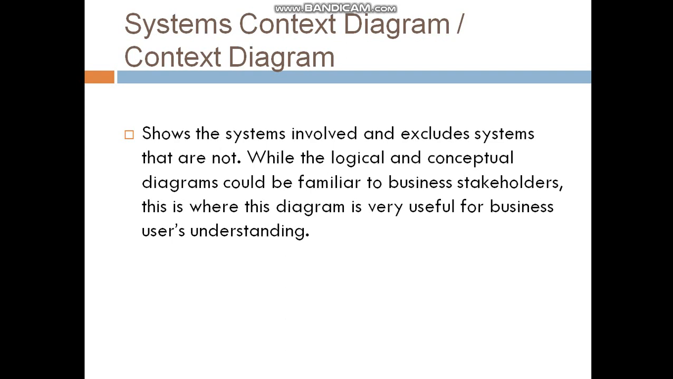System context diagram, or context diagram, shows the systems involved and excludes systems that are not, while the logical and conceptual diagrams could be familiar to business stakeholders. This is where this diagram is very useful for business users' understanding.